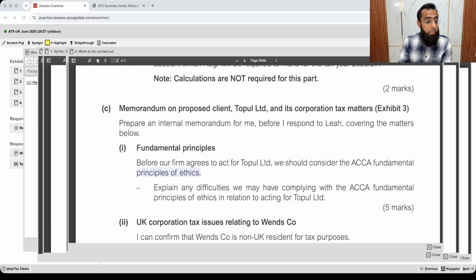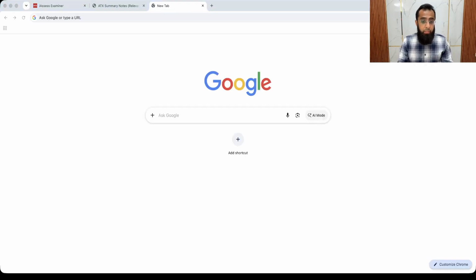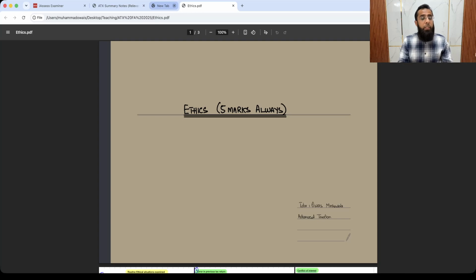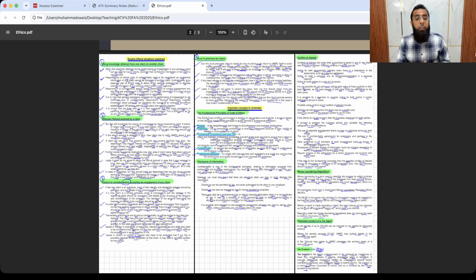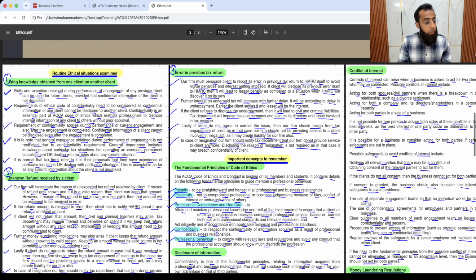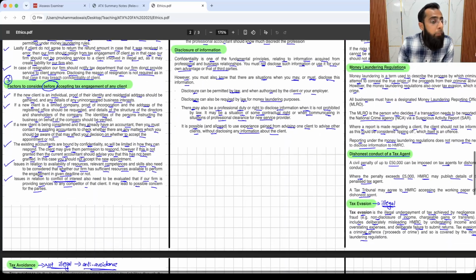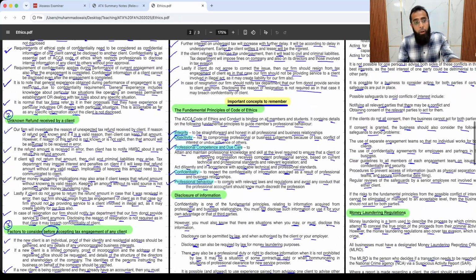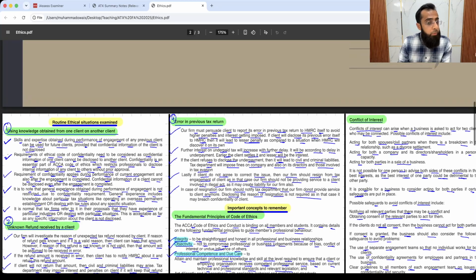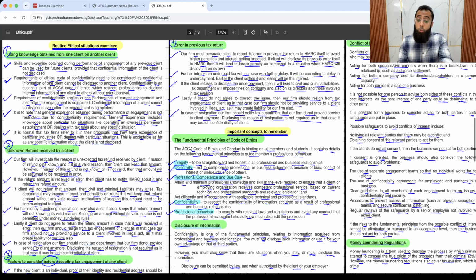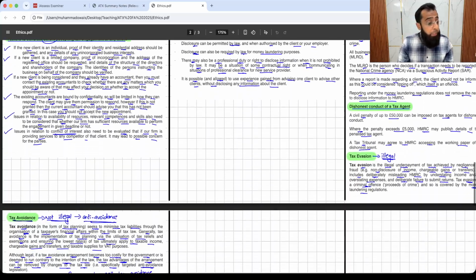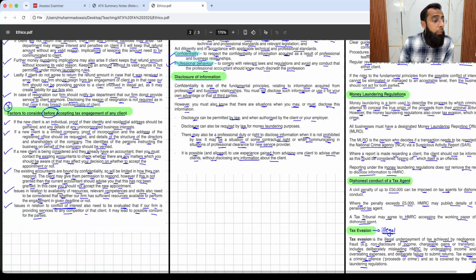If you remember in the classes, we have discussed the ethics things. Let me open that document of ethics, just a second. We have studied it during our classes. So if you look at this requirement of ethics, whenever we are engaging or accepting a new client, what fundamental principle of ethics do we have to consider? If you remember how I taught this document, I taught you the routine requirements which the examiner normally asks. Then I also taught you the important concepts so that your topic gets covered. So within this only, factors to consider before accepting tax engagement of any client.